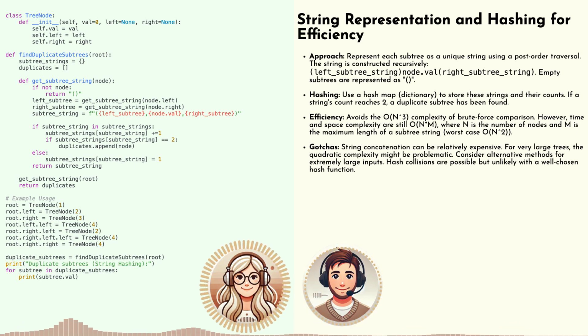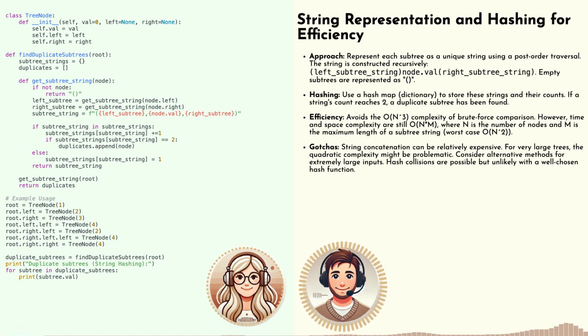Exactly. And the cool thing is that two identical subtrees will always have the same string representation. It's like giving each subtree its own unique ID card. Precisely. But wait a minute, wouldn't we still need to compare all these string representations to find the duplicates? We've just shifted the problem from comparing trees to comparing strings. That's true, but that's where another powerful tool comes in, the hash map.